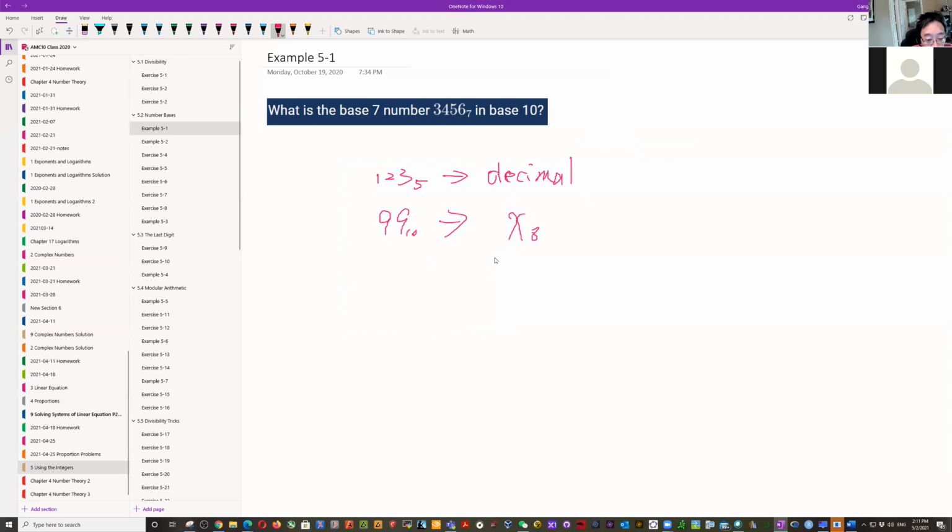One is converting from another number base to decimal. And the other is converting from decimal to another base. Let me do a few problems to show how to do it.